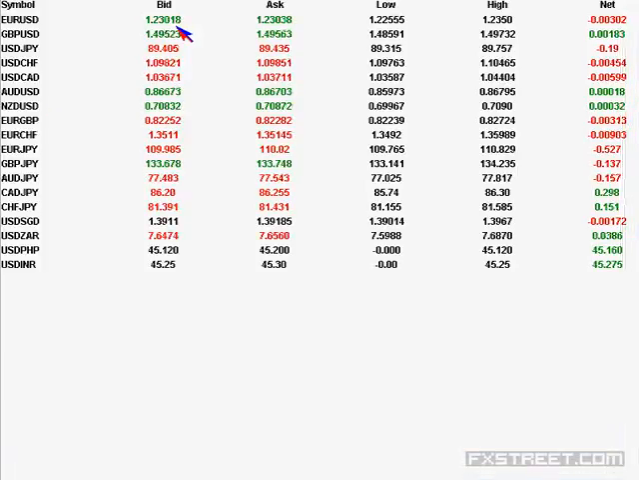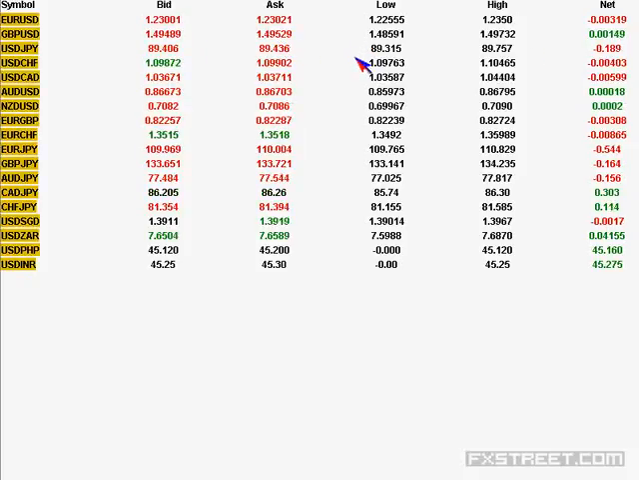Currently euro is trading around 1.2301 and 03. The net change is 30 pips negative, which means from yesterday's close it is 30 pips lower. And GBP is about 15 pips higher, trading around 1.4949 and 1.4953 level. In the case of yen, it is trading around 89.40, 89.43, about 18 pips negative net change.